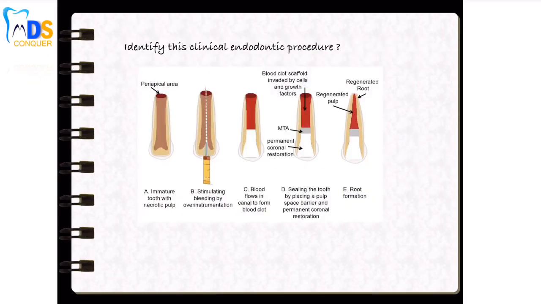The next one, identify this endodontic procedure. You can see, once you are done with an access opening, this is an immature tooth with an open apex, and you are probing your file beyond the apex to induce bleeding. So the bleeding is inside, upon which you have kept MTA, and upon which you have given a permanent restoration. This is called a regenerative procedure.